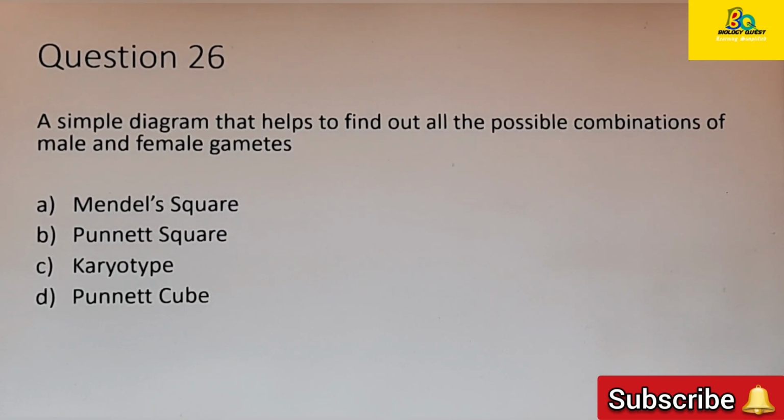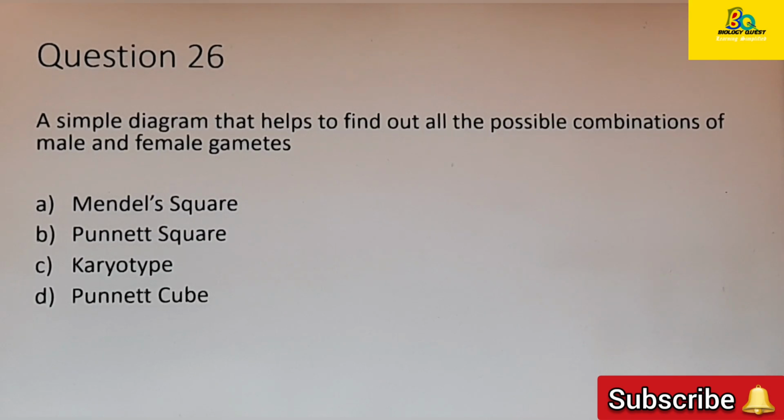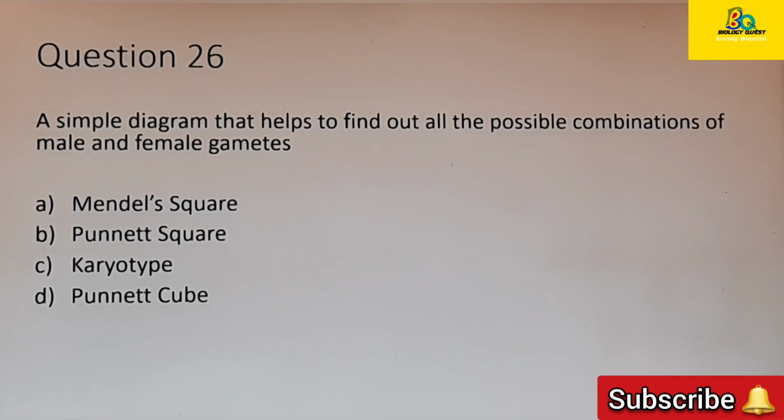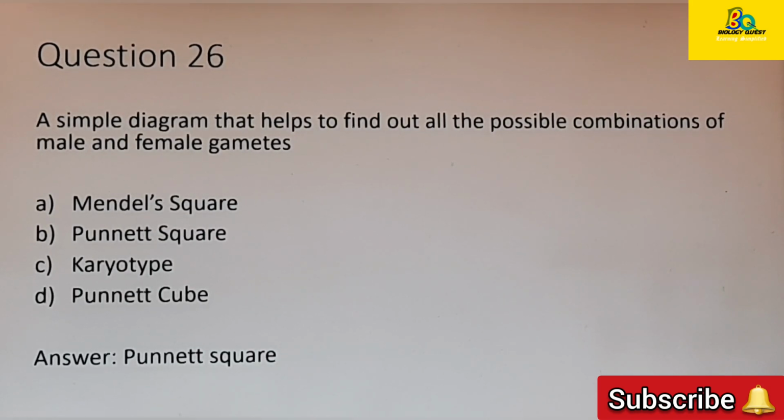Okay, now what is a karyotype? It is a chart showing the arrangement of chromosomes in their order of size and shape. In the correct order, the chromosomes are arranged according to their size and shape. Such a chart is called a karyotype. So here the answer is option B, Punnett square.